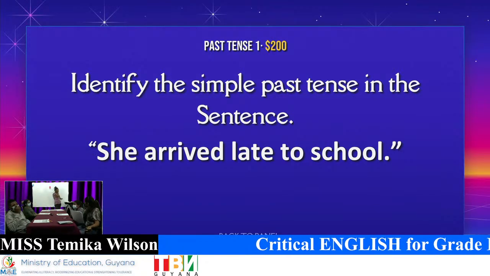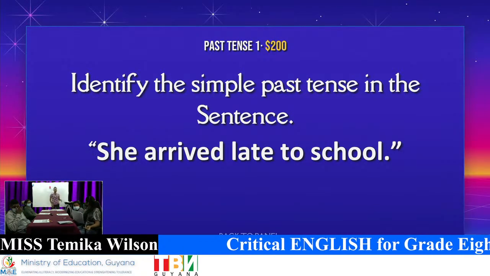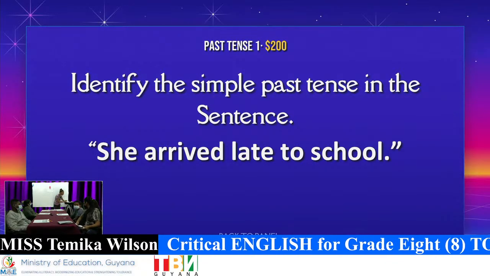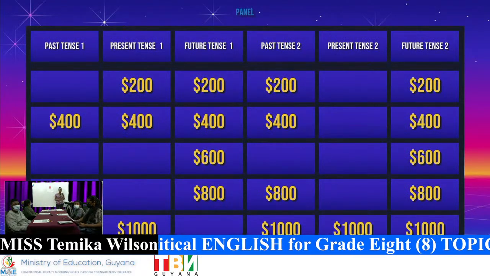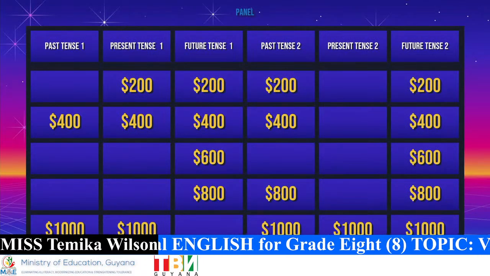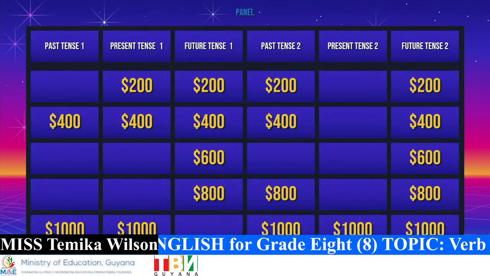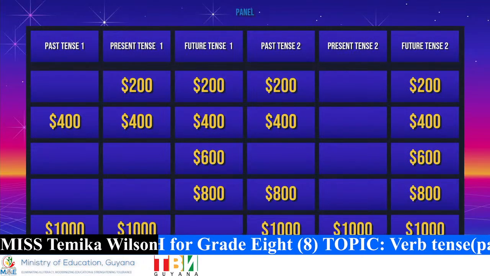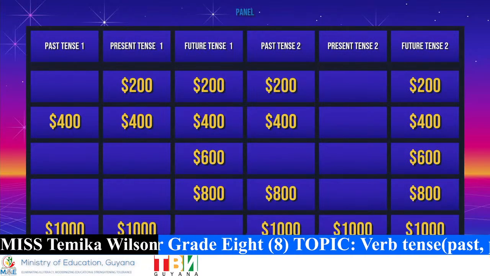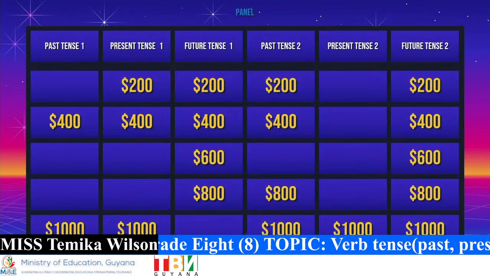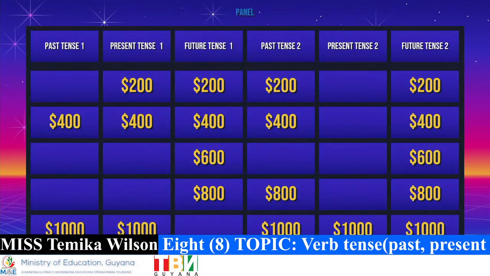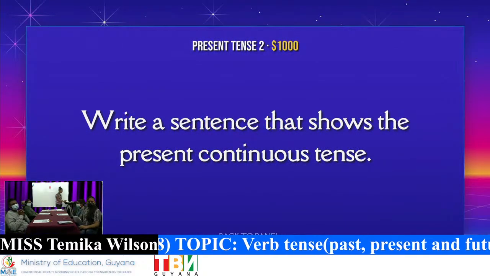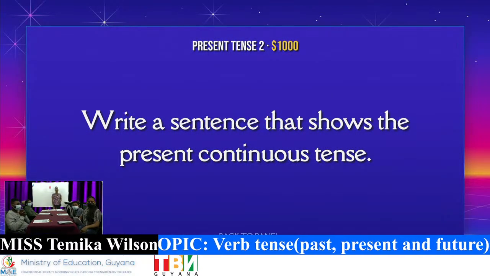Alright. And we're going to go one more round. Now would be a good time to see 1,000 to sort of settle the score. What do you think? 1,000 in the present tense? Yes, miss. 1,000 in present tense. Let's see. Write a sentence that shows present continuous tense.